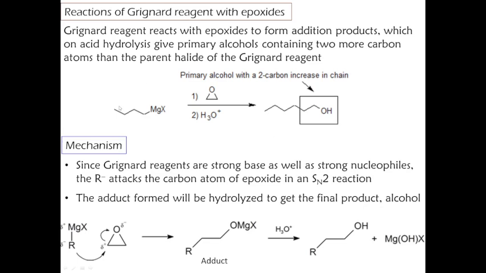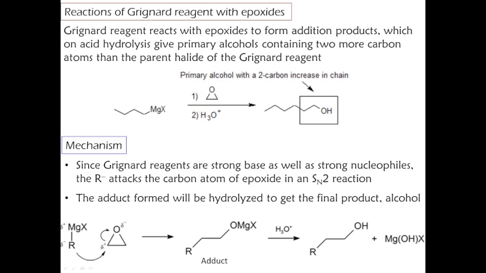Okay, as we can see here, in this Grignard reagent, 1, 2, 3, 4 carbon atoms are there. Here 1, 2, 3, 4, 5, 6. The two additional carbon atoms come from the epoxide carbon atoms. Okay, so here we represent a Grignard reagent R CH2 CH3 CH2 CH2 CH2 MgX. It is reacting with an epoxide, and then the second stage, hydrolysis, will give the alcohol.